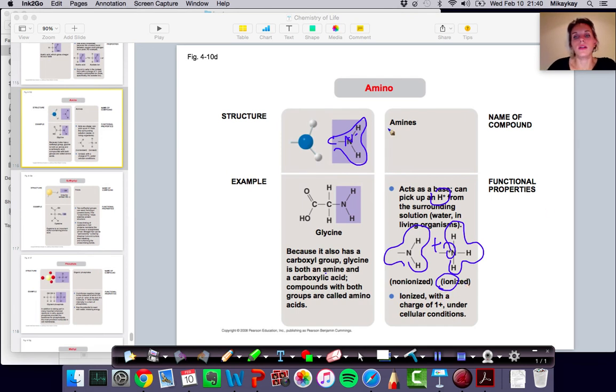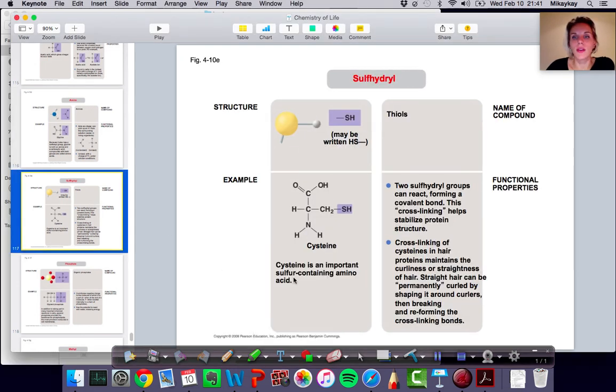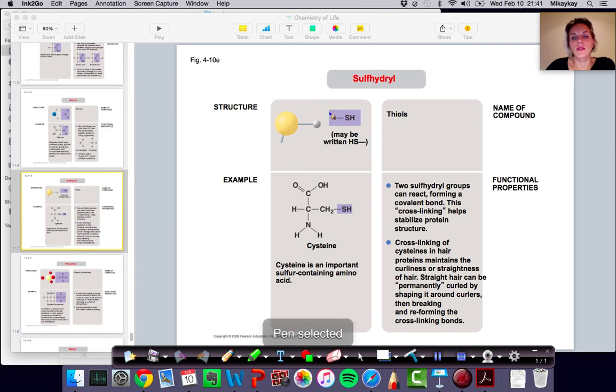And when they are part of a compound, we call those compounds amines. Next, we have the sulfhydryl group. That's when you have a sulfur connected to a hydrogen. When it's part of a compound, a lot of times we will refer to it as a thiol, although not always. Sometimes it will be part of a compound like here in cysteine, and the thiol is just there, but it's not part of the name.